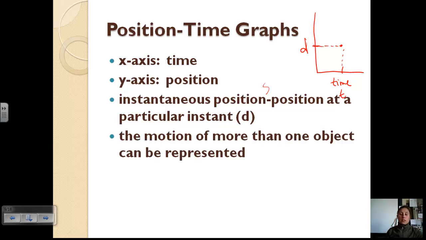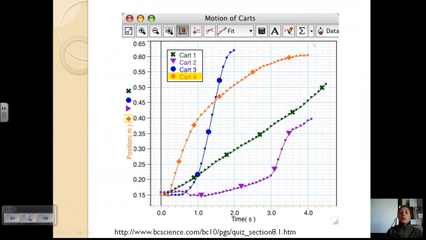We can also use position time graphs to represent the motion of more than one object. So for example, here we have 4 different carts. Okay, we've got our time on our x-axis, our position on our y-axis, and you can see that some of them have more of a constant speed, and we'll talk about that in a second, and some of them have more of a quadratic. We talked about that relationship. Okay, and so I don't see any inverse relationships, but we can definitely see that all 4 carts have different position versus time graphs.